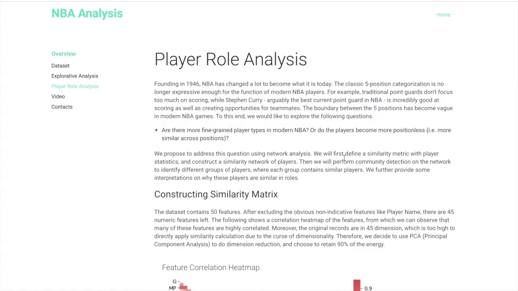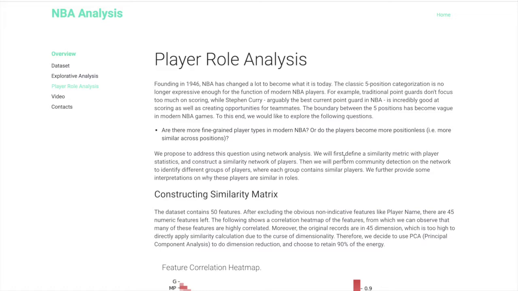Finally, since 1946, the NBA has changed a lot to become what it is today. The classic five-position categorization is no longer expressive enough for what modern NBA players do in today's game. So we are wondering, are there more fine-grained player types in the modern NBA, or did the players become more positionless?